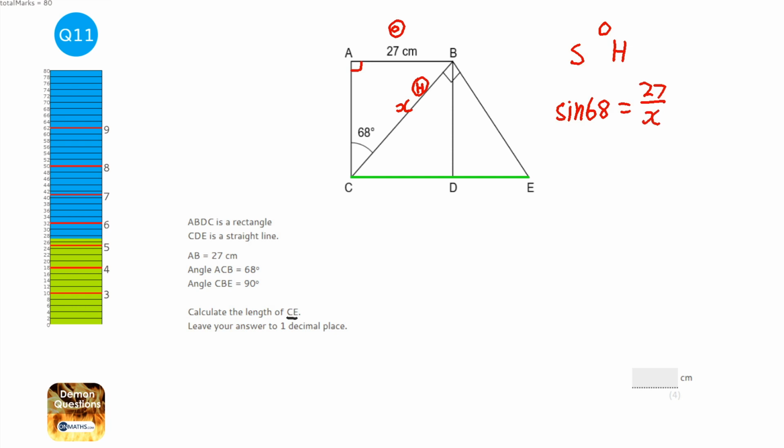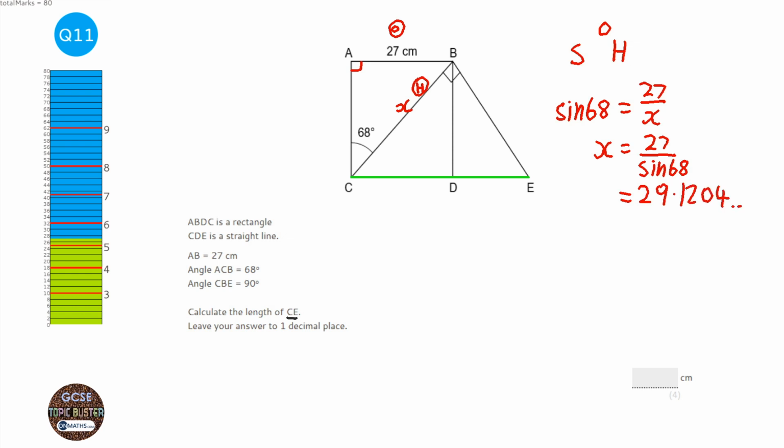And I'm going to times both sides by x and divide both sides by sine 68. So that gives me x equals 27 over sine 68. And so if I do that on the calculator, 27 over sine 68, that gives me 29.1204. And I just do a few more decimal places than usual, because it's not an answer and you should never round your working out. If it's asking for one decimal place, I think 4 decimal places should be enough, but I'm going to try and keep it in the calculator if I can.